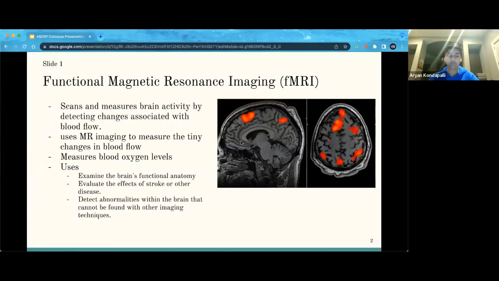Functional magnetic resonance imaging, or fMRI, is a scan that measures brain activity by detecting changes associated with blood flow. This technique relies on the fact that cerebral blood flow and neuronal activation are coupled together. For example, when an area of the brain is in use, blood flow to that region increases as it is used more and more. It uses MR imaging to measure tiny changes in blood flow. It also measures blood oxygen levels. fMRI examines the brain's functional anatomy, evaluates the effects of stroke or other diseases, and detects abnormalities within the brain that cannot be found with other techniques.